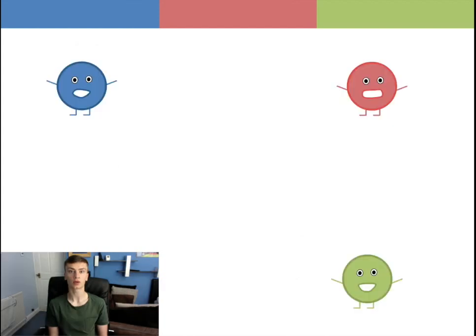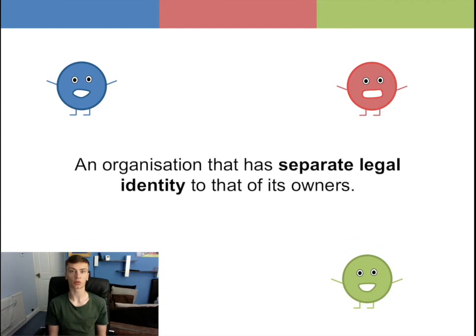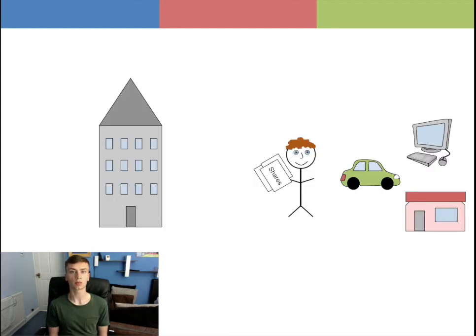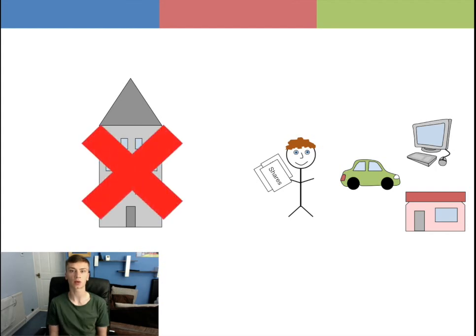Let's now move on to the next type, the limited companies. A limited company is briefly an organisation which has a separate legal identity to that of its owners or shareholders. Limited companies have limited liability, meaning that if a business failed, the maximum amount a shareholder could lose would be their investment, i.e. shares, and their personal possessions, i.e. assets, would not be used to pay off the company's debts.